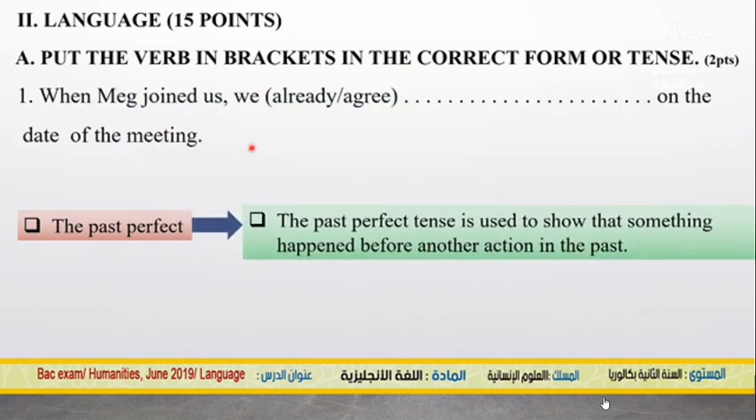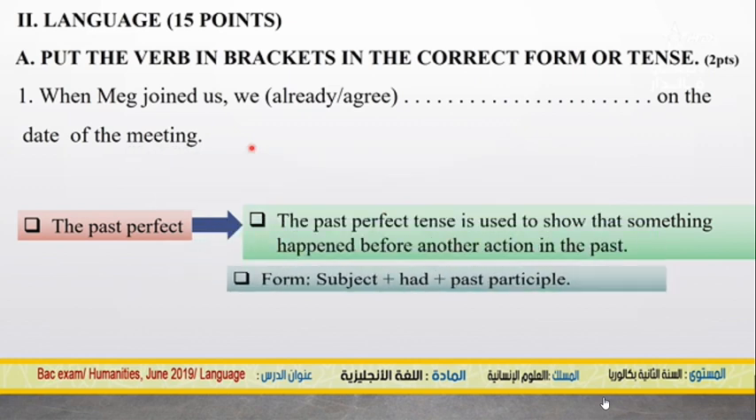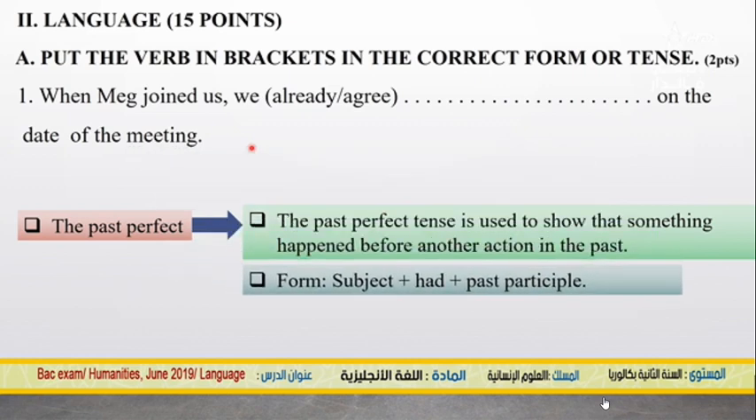And the past perfect tense is used to show that something happened before another action in the past. And the form of the past perfect is this. We need the subject plus had plus the past participle. So now it's easy for you to do. You just need to take this form and apply it here. So what do you think? What are we going to do here?